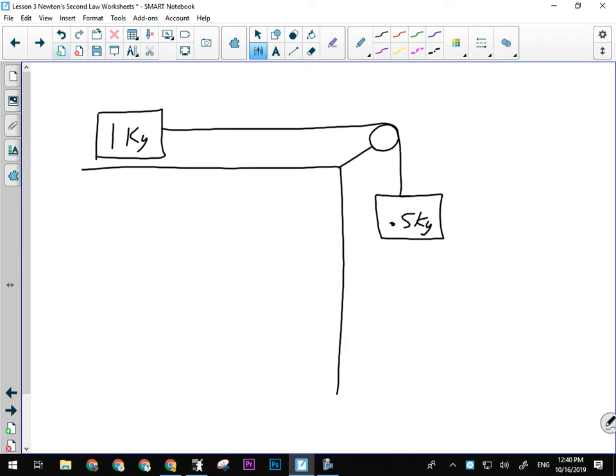I want you to calculate the acceleration the cart would experience due to this system being released, and this is all the information that you need. Okay, I'm going to give you a couple minutes to think about that one, because I see a few blank looks here, and I think if you think about it for a few minutes, you'll get it.